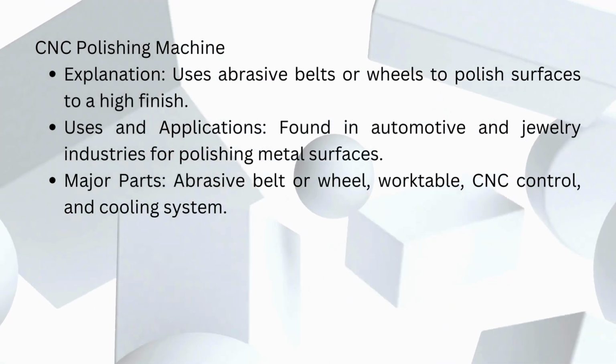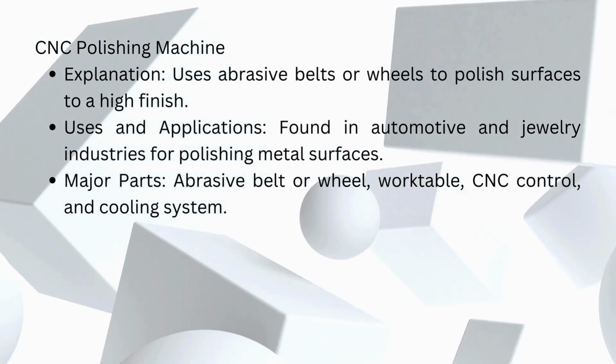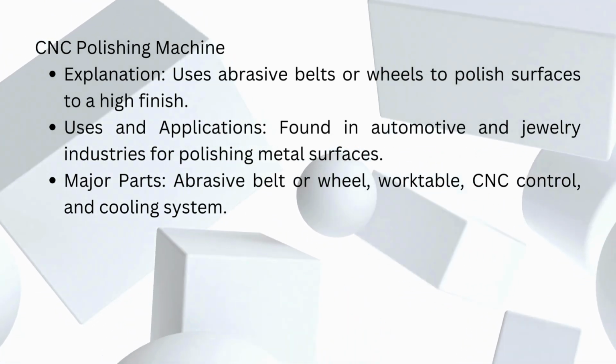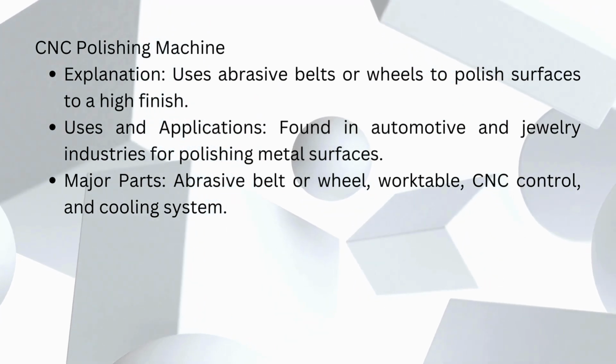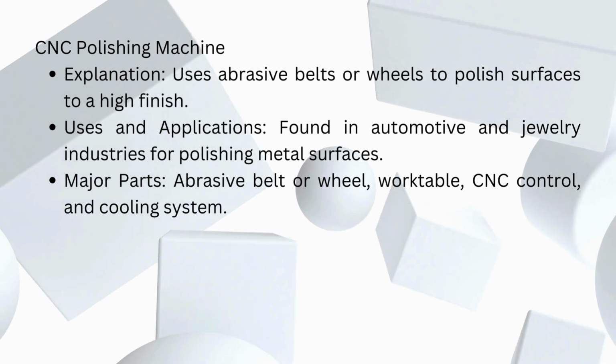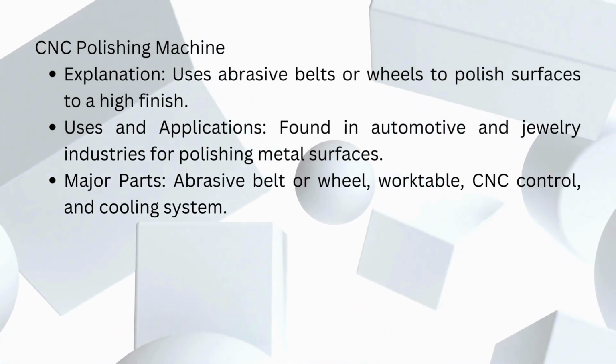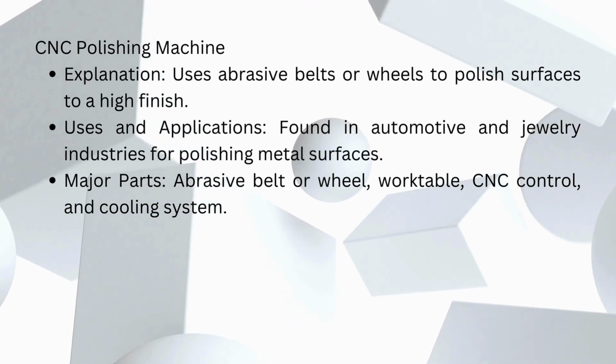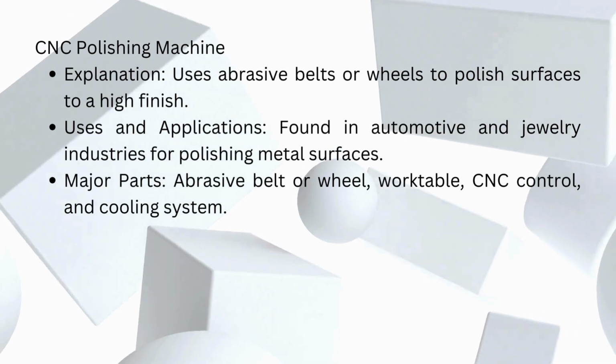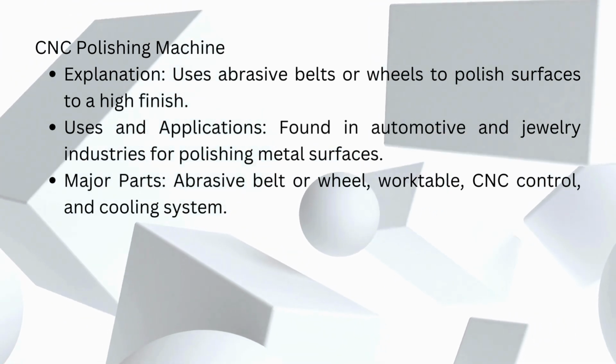CNC polishing machine. Explanation: uses abrasive belts or wheels to polish surfaces to a high finish. Uses and applications: found in automotive and jewelry industries for polishing metal surfaces. Major parts: abrasive belt or wheel, work table, CNC control, and cooling system.